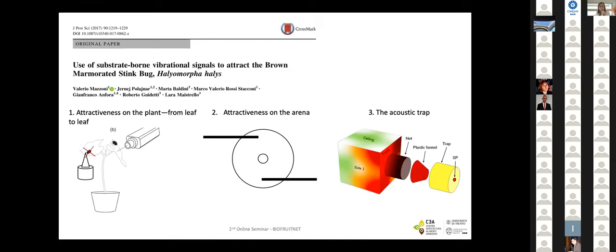In this study, multiple experiments were conducted using a plant as a substrate, but also an artificial arena made of cardboard and a sort of cage in net that was trying to reproduce a trap. Because the most difficult part was changing the substrate but always obtaining the same result, the same response from the male.